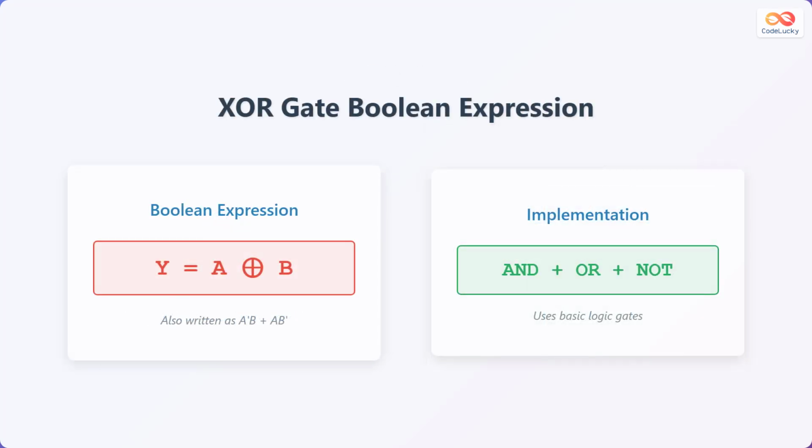The Boolean expression for the XOR gate is Y equals A XOR B, where the XOR operation is represented by a plus sign inside a circle. This expression can also be written as A inverse multiplied by B plus A multiplied by B inverse. To implement an XOR gate, we need a combination of AND, OR, and NOT gates. Therefore, the XOR gate is a combination of basic logic gates.